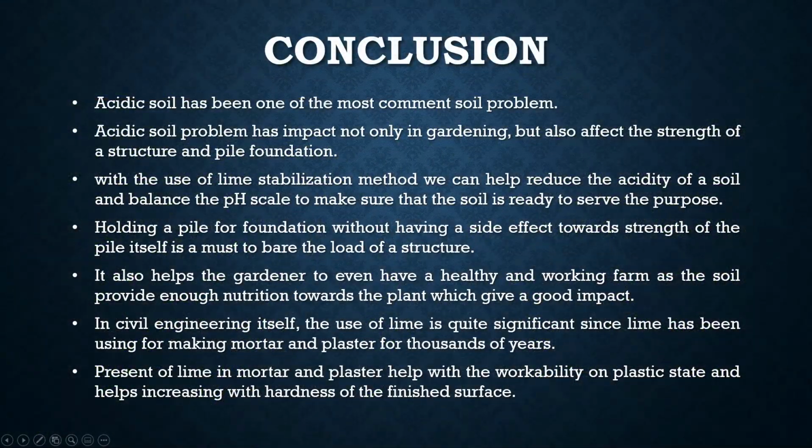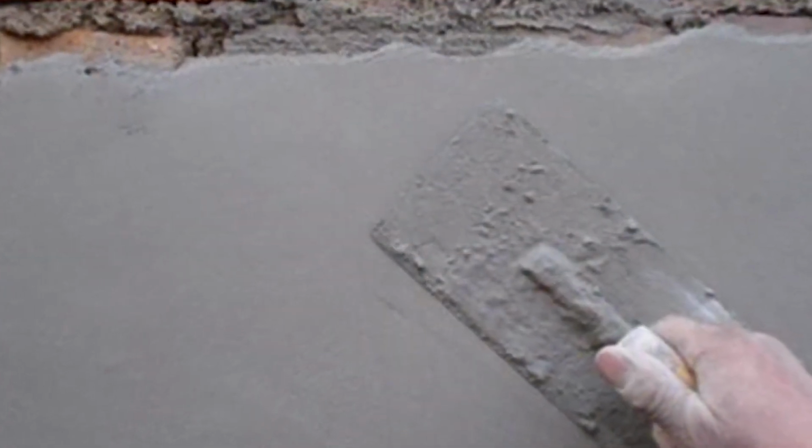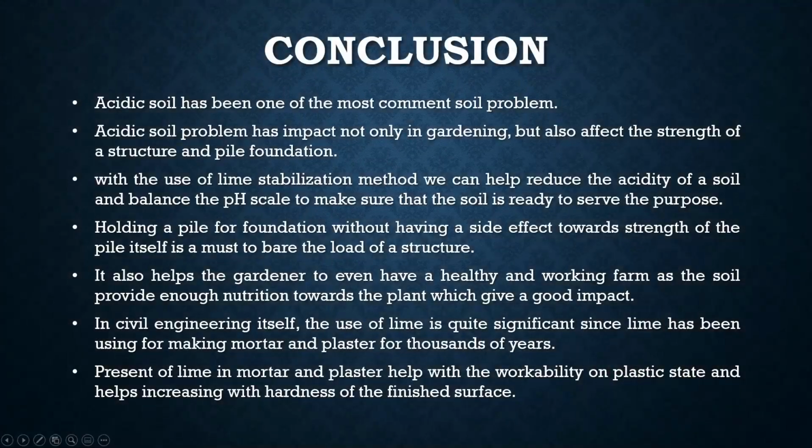In civil engineering itself, the use of lime is quite significant, since lime has been used for making mortar and plaster for thousands of years. Finally, the presence of lime in mortar and plaster helps with the workability in the plastic state and helps increase the hardness of the finished surface.